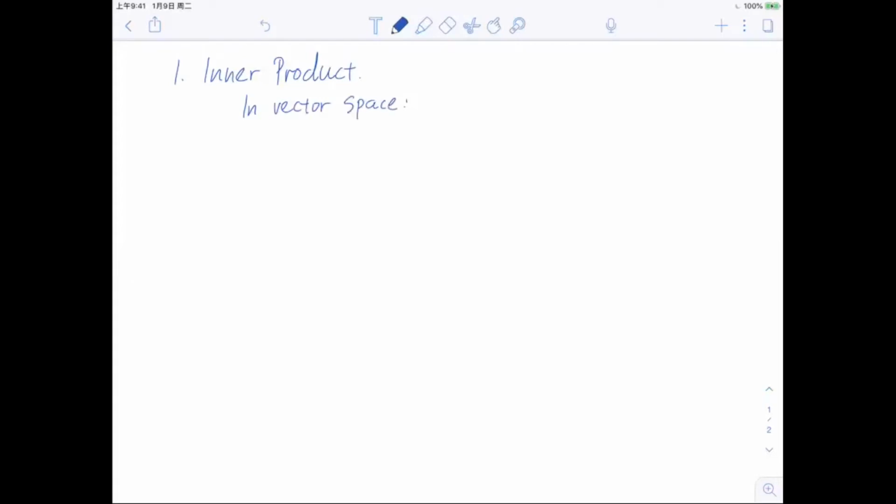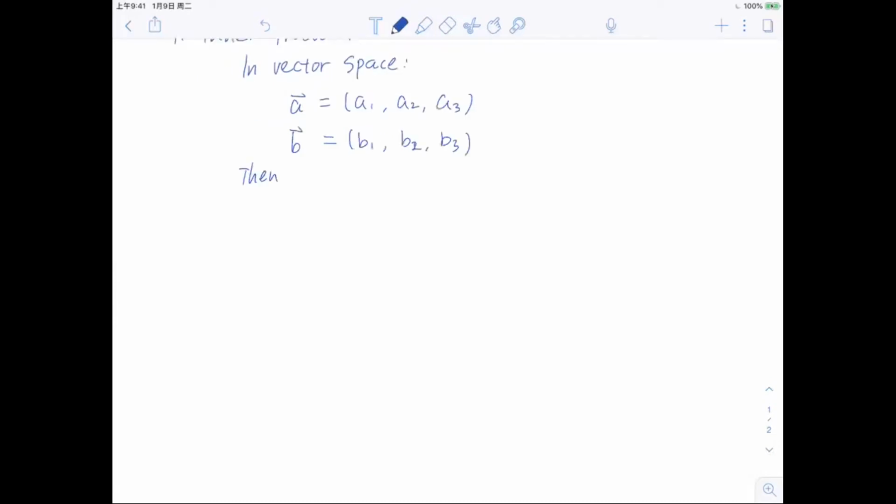If we have two vectors, A equals A1, A2, A3 in 3 dimensions respectively, and a vector B equals B1, B2, and B3 in 3 dimensions respectively, then their inner product, or denoted in this way, is defined as A1 times B1 plus A2 times B2 plus A3 times B3.